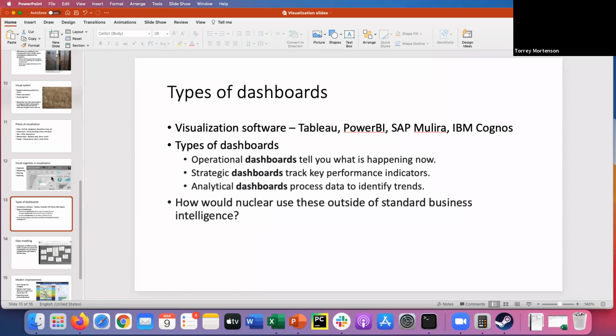So how would nuclear use these outside of a standard BI environment? One of the areas that we're exploring is the use of overview screens. As you've all seen with images of horribly anxiety-inducing nuclear control rooms, what if you could condense all that to an overview? That's what a dashboard is. A dashboard is fundamentally an overview of a bunch of information.